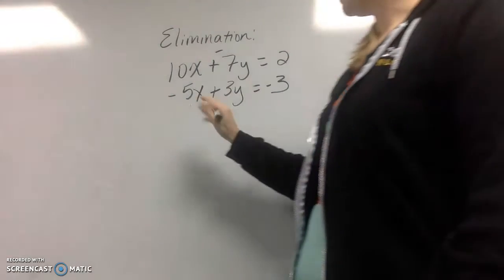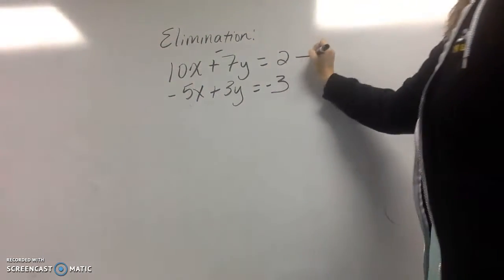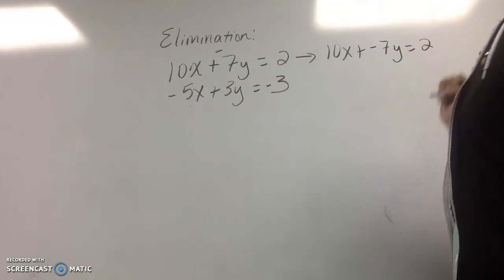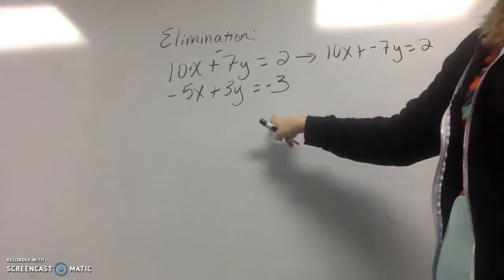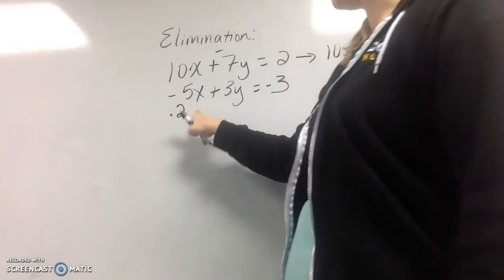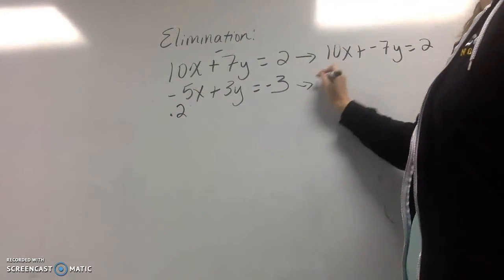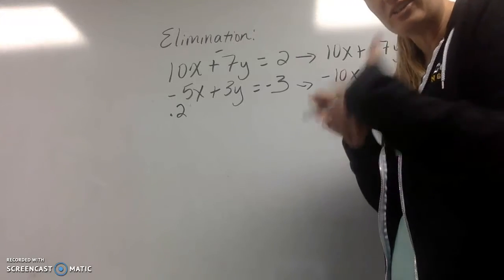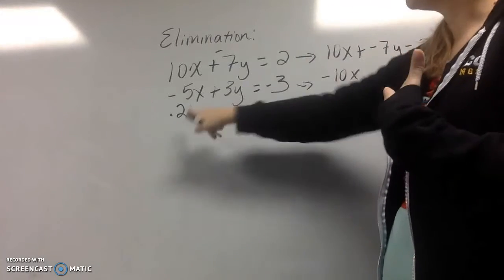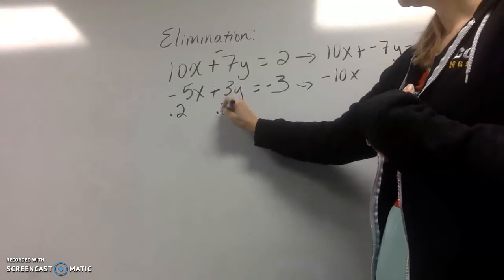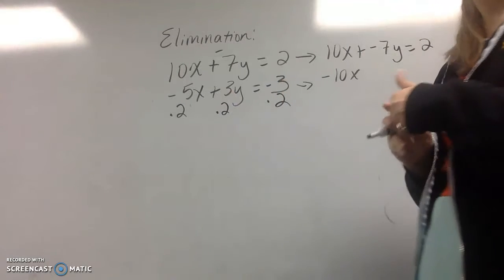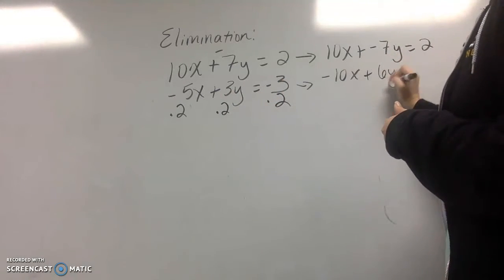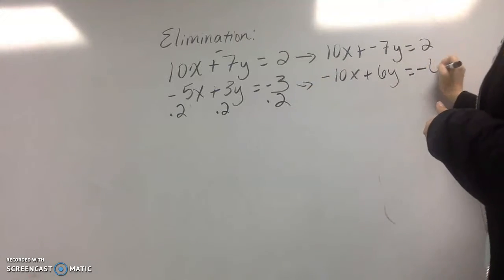So what I'm going to do is rewrite my entire system over here. The top one is going to remain exactly the same. I'm not going to touch it. This one, I need to multiply by 2 to get it to be negative 10x. But as you guys know with an equation, you have to keep everything balanced. So if I'm going to multiply that by 2, I have to multiply that by 2 and that by 2. So 3y times 2 is 6y. Negative 3 times 2 is negative 6.